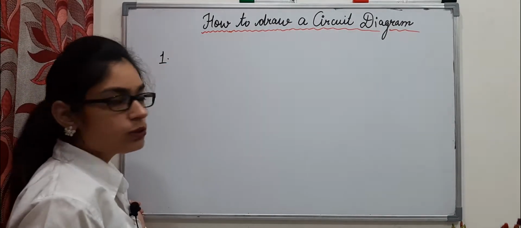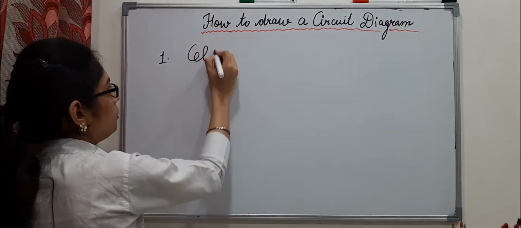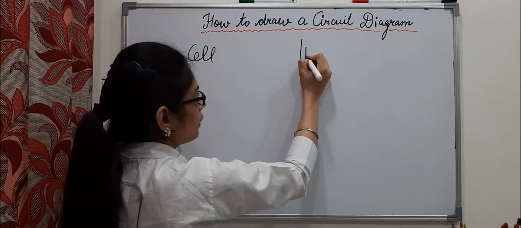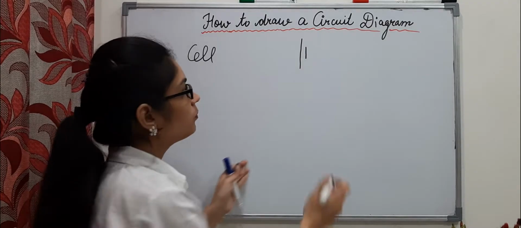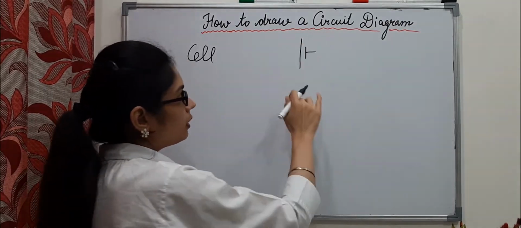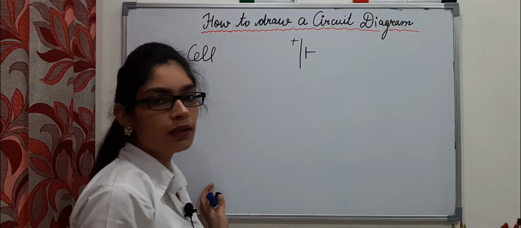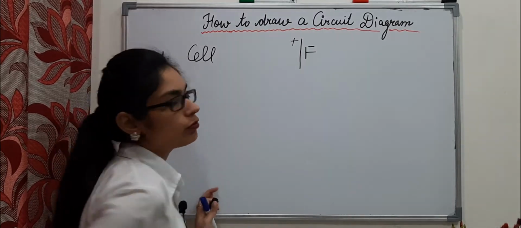The first symbol which we use is of cell. So you have to represent in this way. See, two lines are there. This one bigger line and one smaller line. So bigger line is the positive terminal and the smaller line, this is the negative terminal.